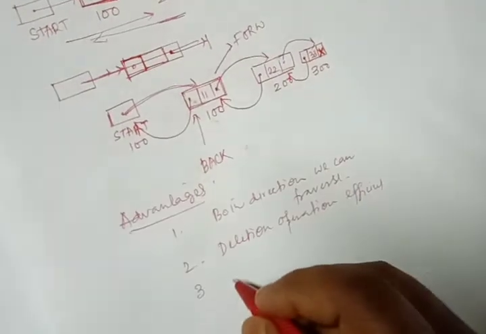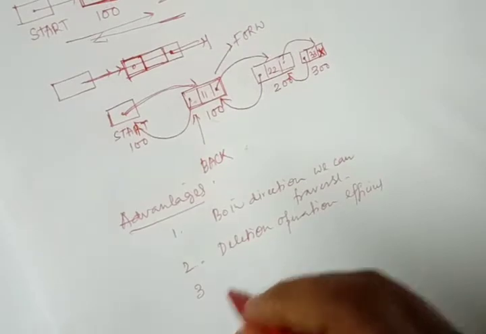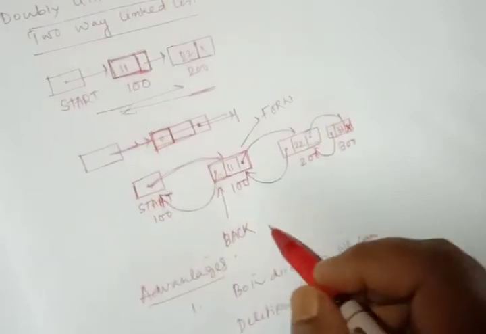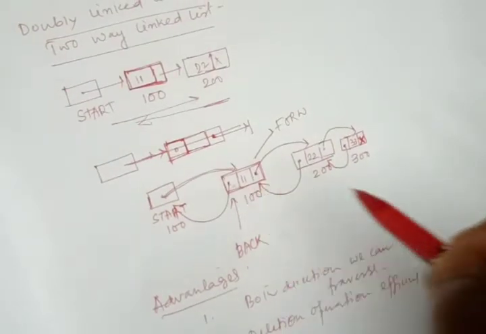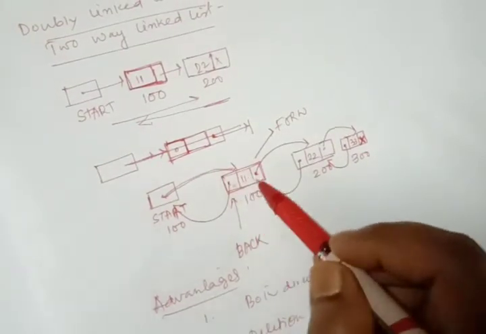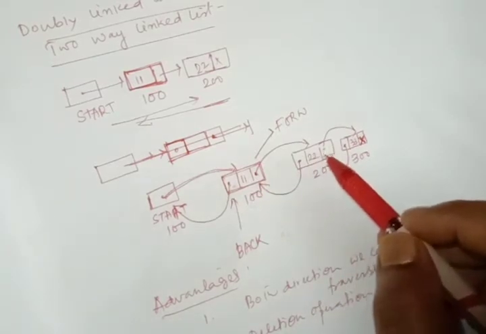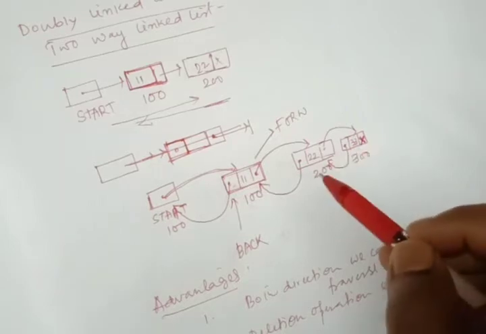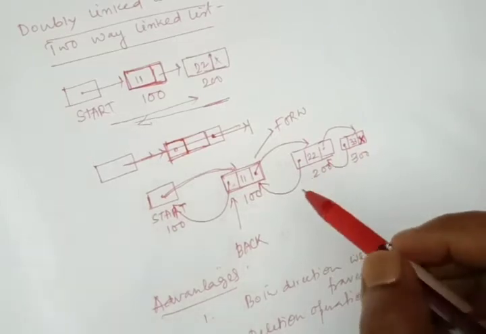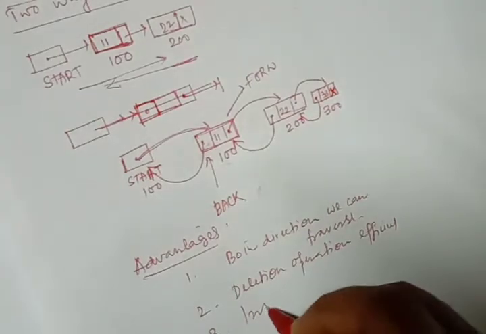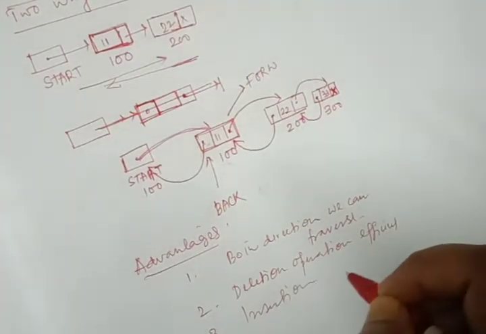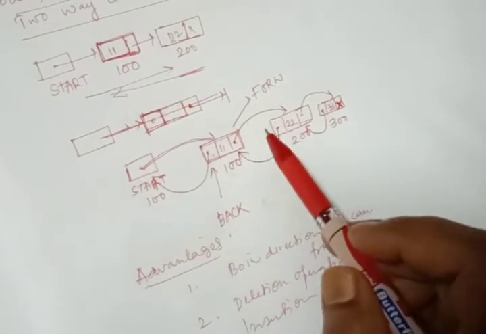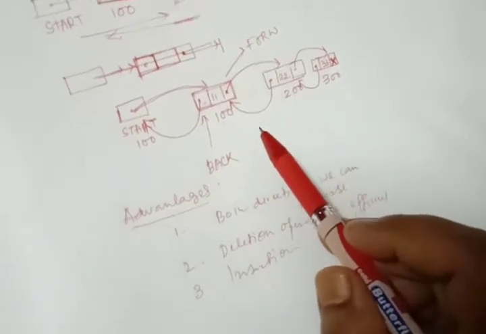Number three, we can insert a node before a given node quickly. Like in the deletion algorithm, if we delete this node or this node, this is more efficient compared to the singly linked list. In case of insertion, insertion is also more efficient compared to the one-way list. We can easily insert a node into the two-way list.